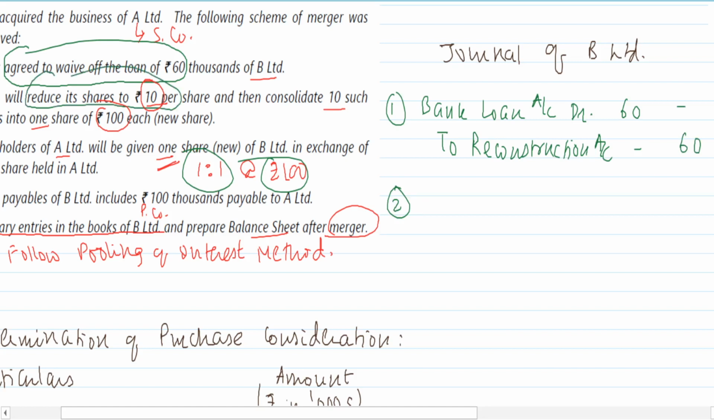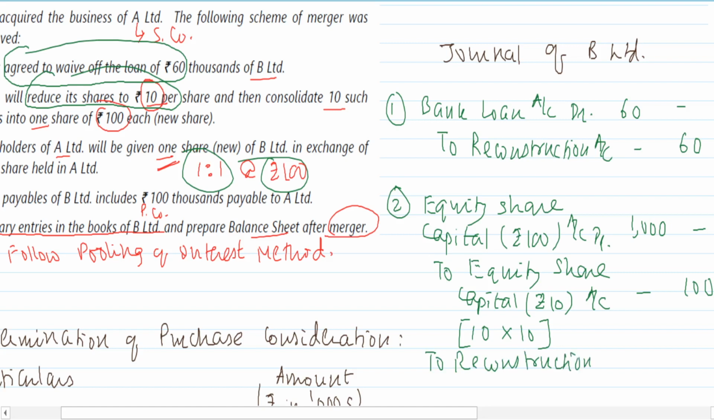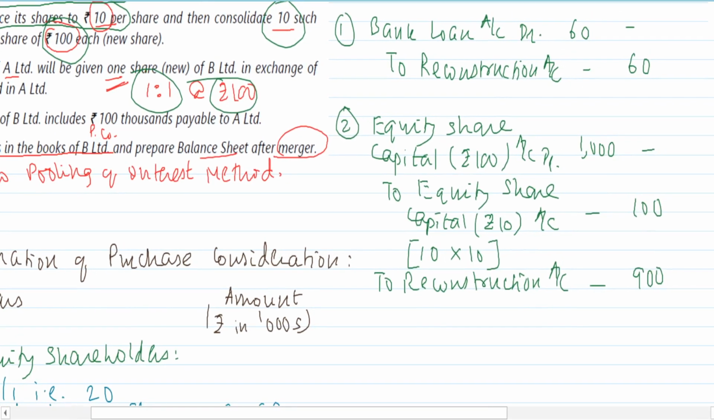We are reducing our shares to 10 rupees per share. Okay. Right now it is of 100 rupees. So we say equity share capital 100 rupees account debit 1,000, to equity share capital. We are making it now of 10 rupees. 10,000 shares are there and now they have become of 10 rupees. 100, to reconstruction account or capital reduction account 900. And now we are consolidating 10 such shares and making it of 100 rupees. So from the face value of 10, we will return back to the face value of 100.